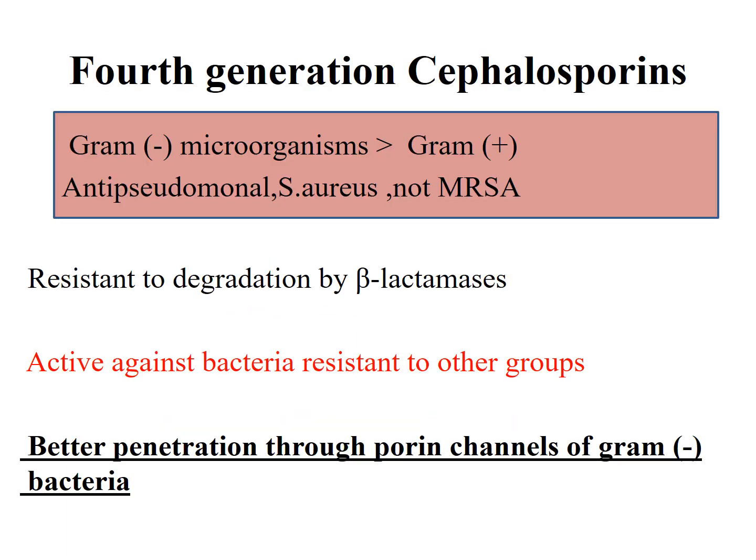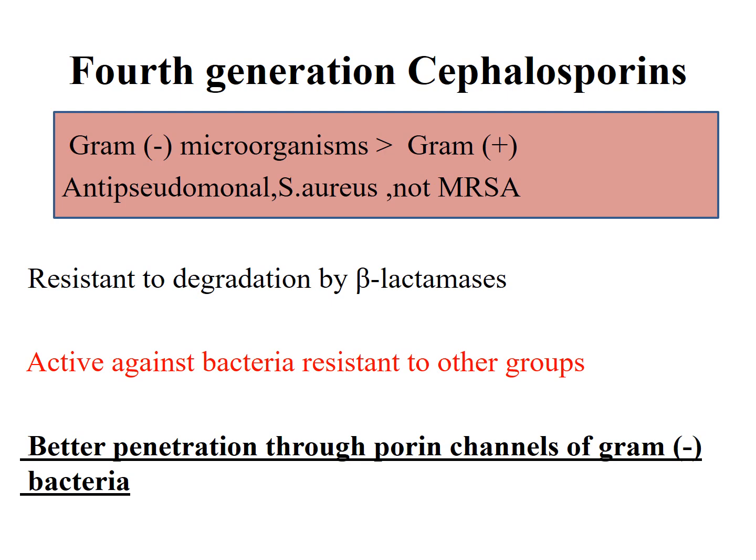Coming to the fourth generation cephalosporins, they have higher activity against gram-negative microorganisms than gram-positive ones. Additionally, they have activity against Pseudomonas aeruginosa and Staphylococcus aureus, but there is no activity against MRSA. And this group is resistant to degradation by beta-lactamases produced by the resistant organisms. Thus, they are active against certain bacteria which are resistant to the other groups.